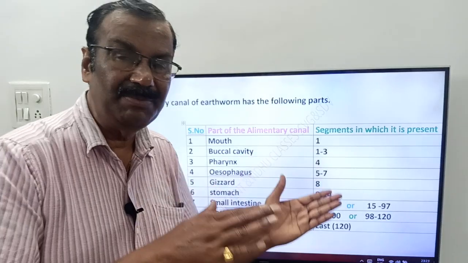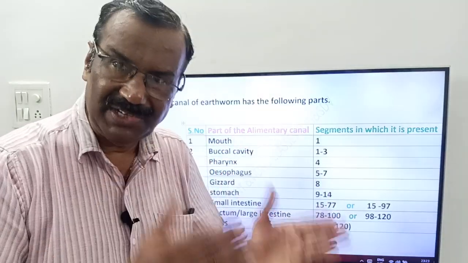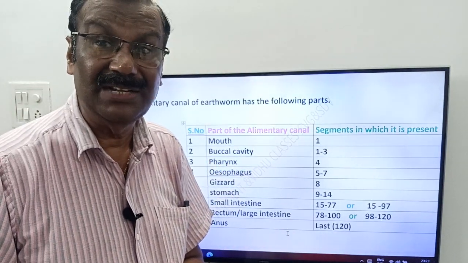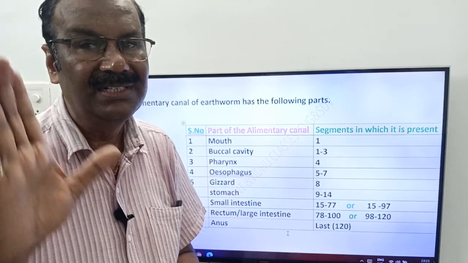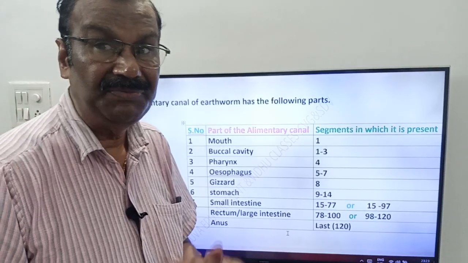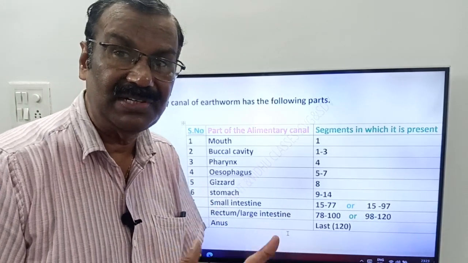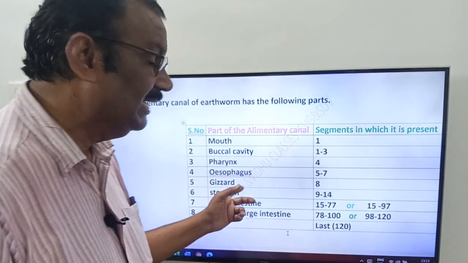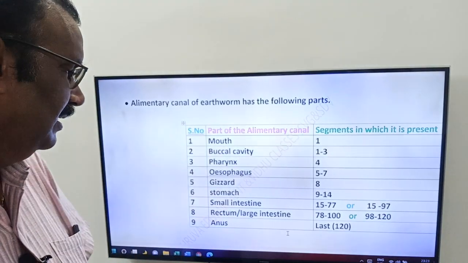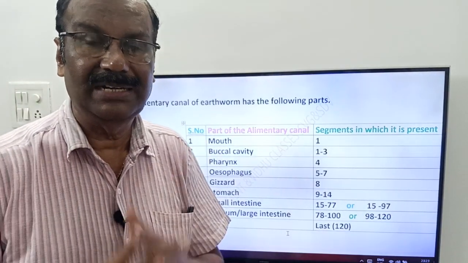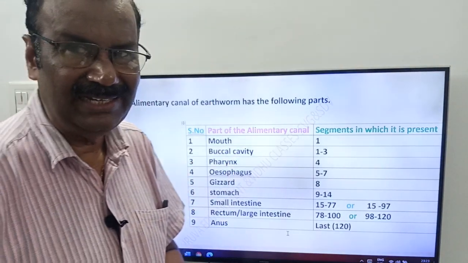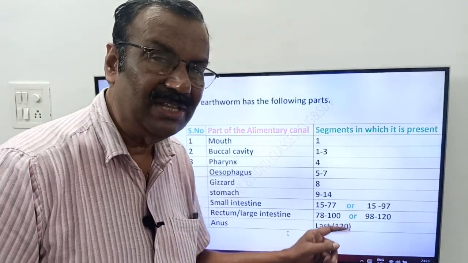The buccal cavity is present in the first, second and third segments. Now the pharynx is present in the fourth segment, friends, remember it. The esophagus is in the fifth, sixth and seventh segments. The gizzard is in the eighth segment. The stomach is in the 9th to 14th segments. The small intestine, friends, starts in the 15th segment.